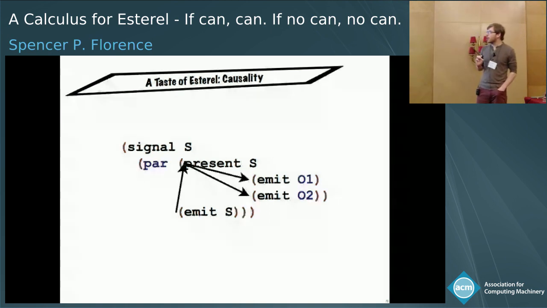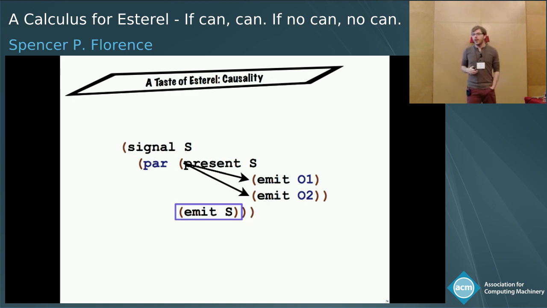Because if we look at this, we can say, well, S must be emitted. Nothing could stop it from being emitted. So I can cut this causal arrow because I know what's going to happen. And now I know S's value. So I know that this conditional can't take its else branch, so I can cut that causality arrow too. Now look, nothing in this program can cause O2 to be emitted. And that's why we can set it to absent. It's not in the causality graph.